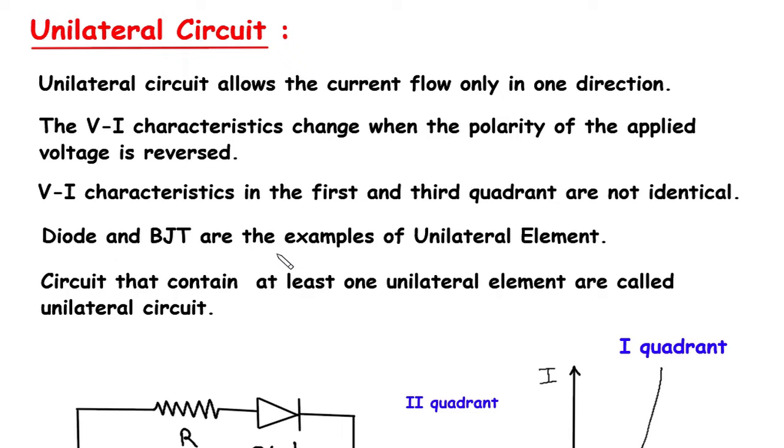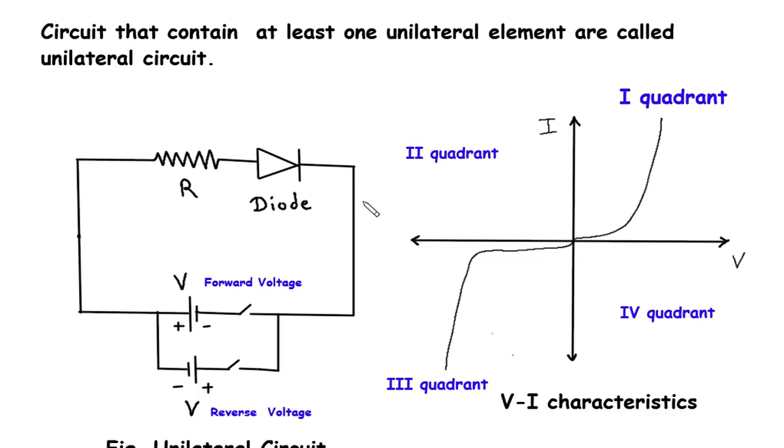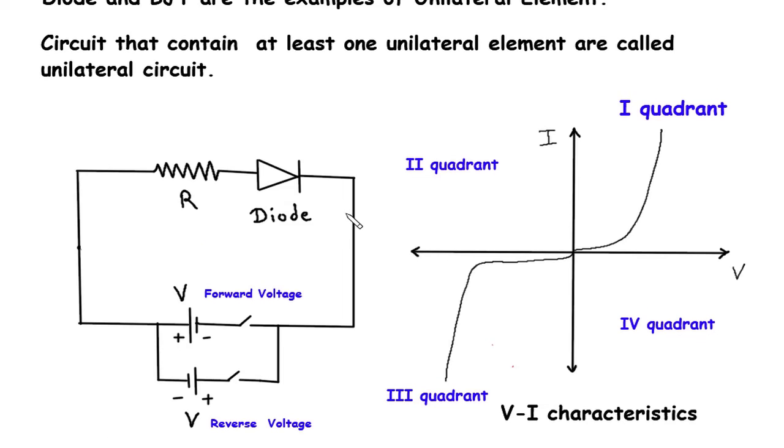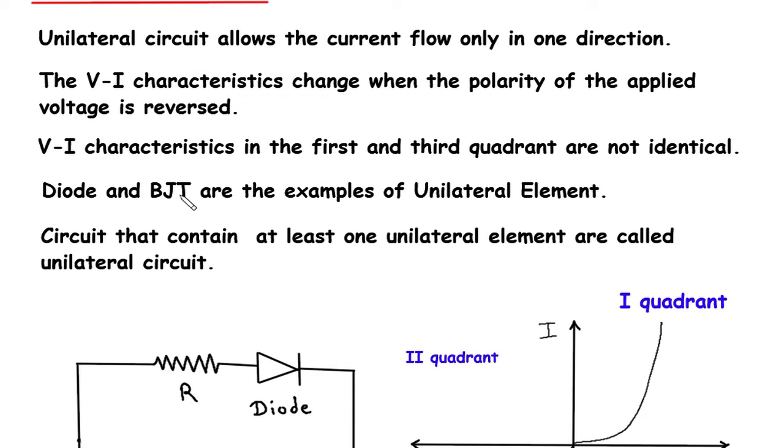Diode and BJT are the examples of unilateral element. Now here we can see this circuit contains a diode. So it is a unilateral element. Also BJT is a unilateral element.